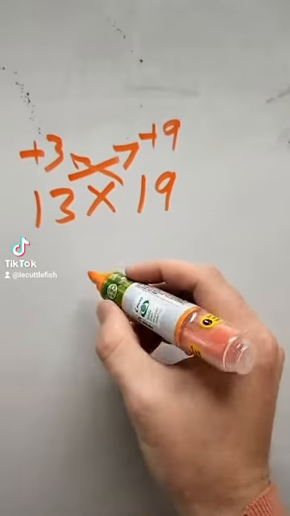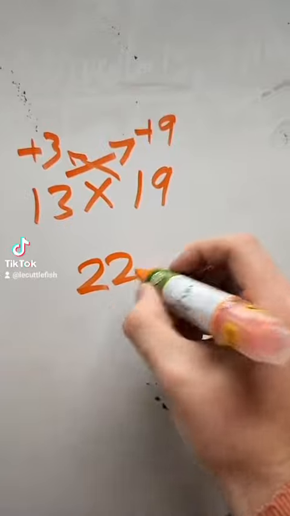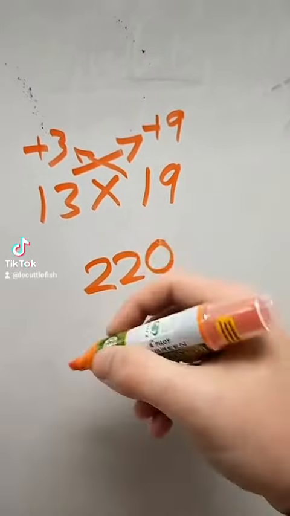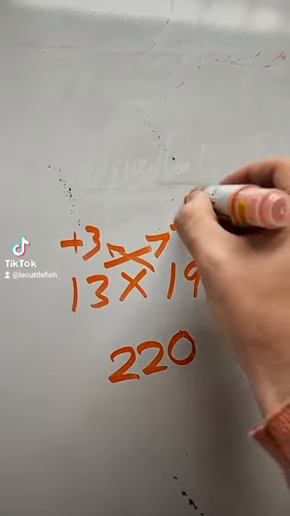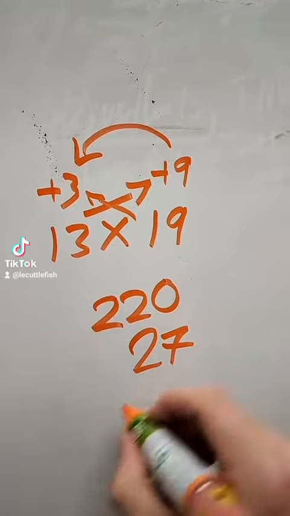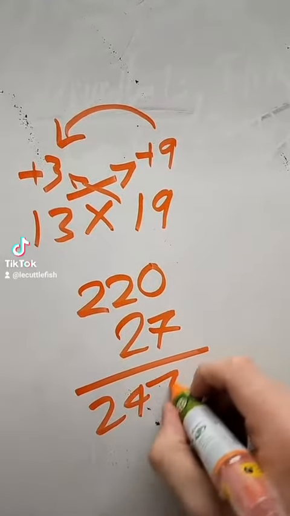which is 22. So 22, but you have to multiply this since it's base 10, times 10 is going to get you 220. Now what you have to do is multiply these two top numbers together. So 9 times 3 is 27 right here, which gets you to 247. But then you're like, okay, that problem wasn't that hard to begin with. I would just use the regular way.